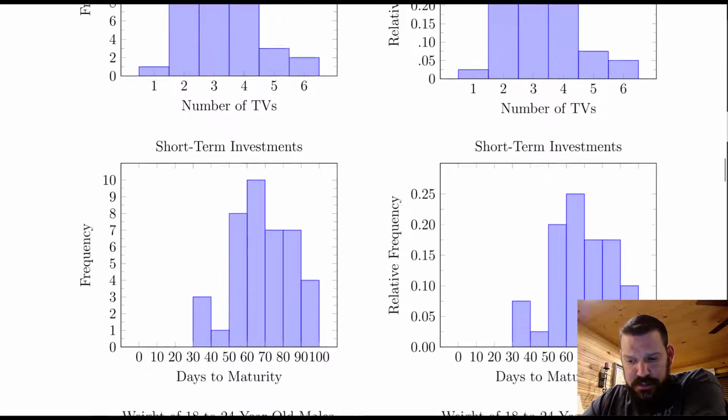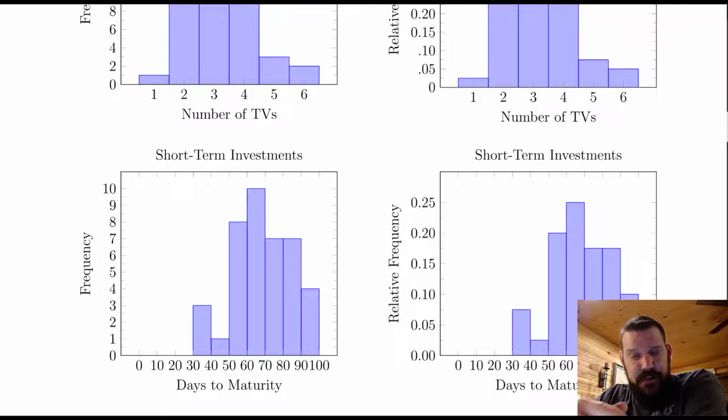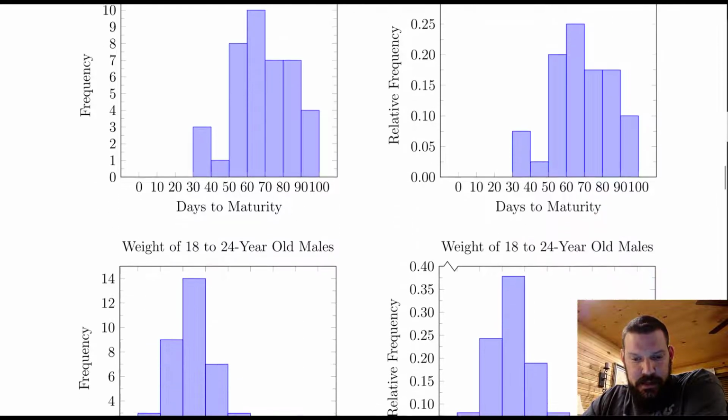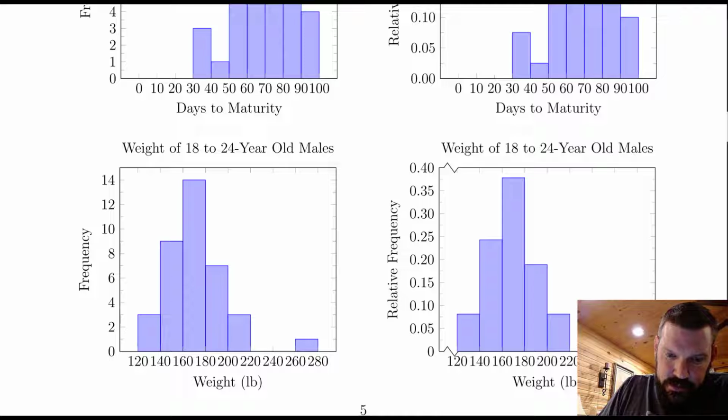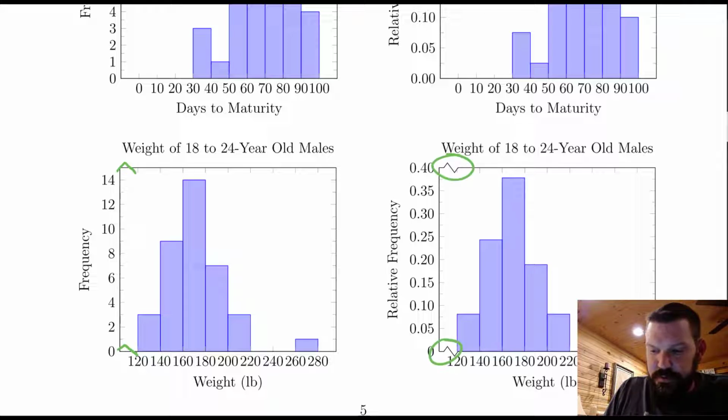For the short-term investments, you can see right here on the left we have the frequency, which is the count of how many days it takes to maturity. On the right we have the relative frequency for the short-term investments. And then the third one is the graphs that show the weight of 18 to 24-year-old males, with the relative frequency on the right. One thing I did neglect in the graph on the left is I did not put the break in the graph. You can see that on the relative frequency.